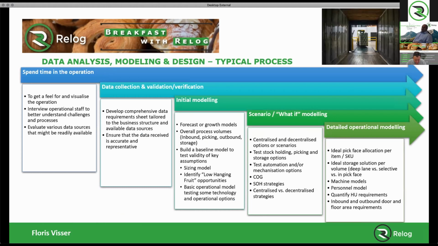In terms of our process that we follow, one of the first things we try and do is we need to spend time in the operation. So data is a wonderful thing, but you easily get caught up in analysis paralysis. Unless you understand and have a feel for the operation, it's hard to find the niche information within the pile of data that's been thrown at you.